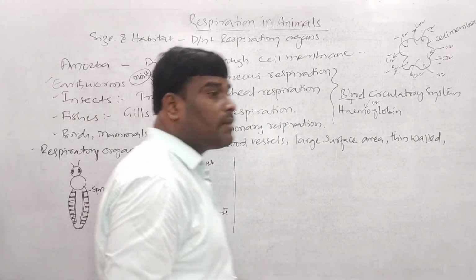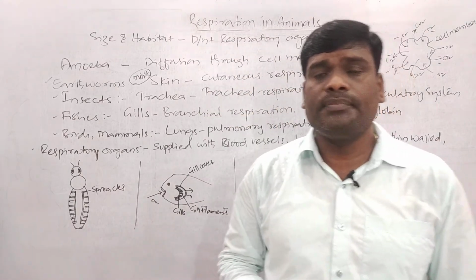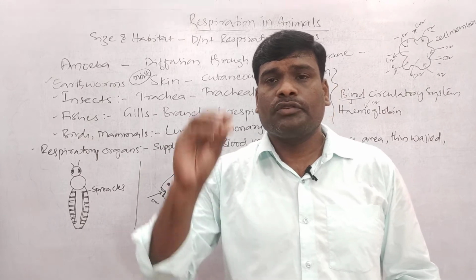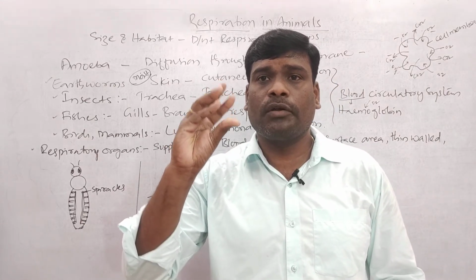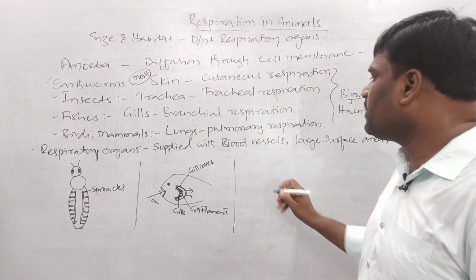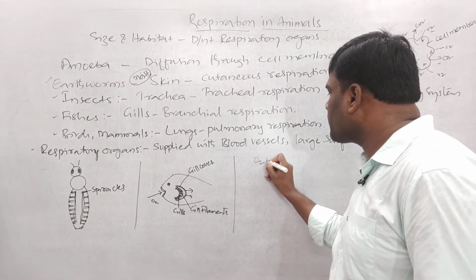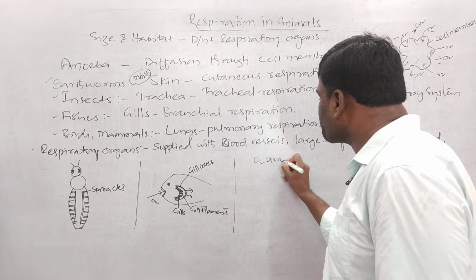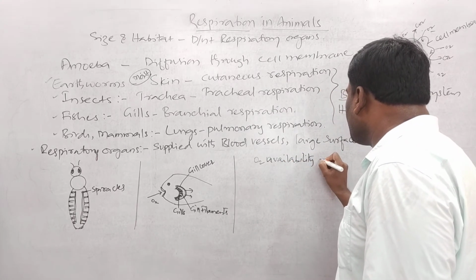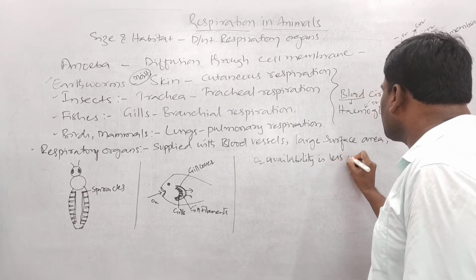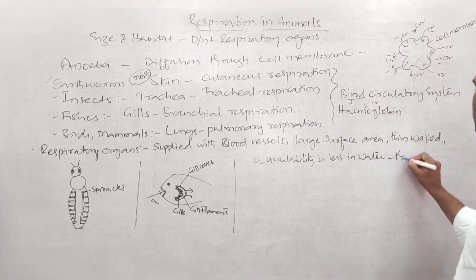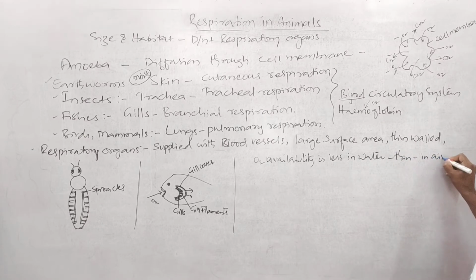And one more important thing. When you observe the fishes in an aquarium, you will see that the fishes open and close their mouths very fast. Why? Because oxygen availability is very low. Oxygen availability is less in water than in air, children.